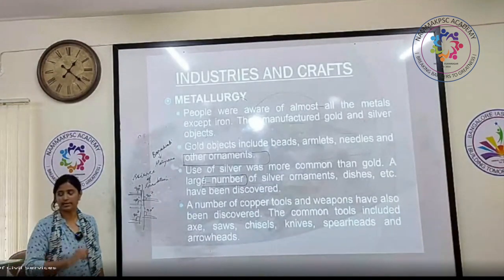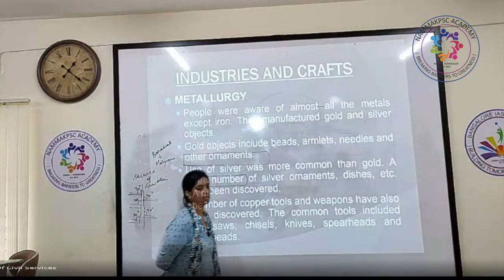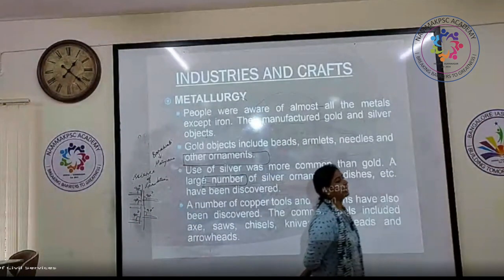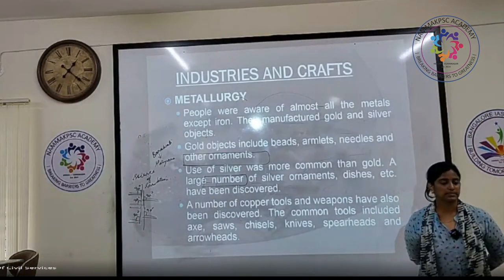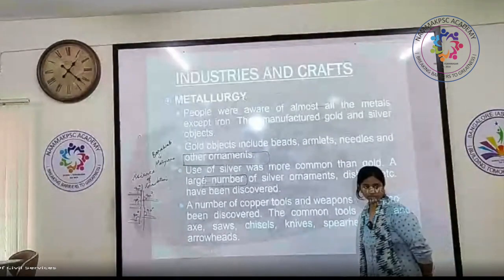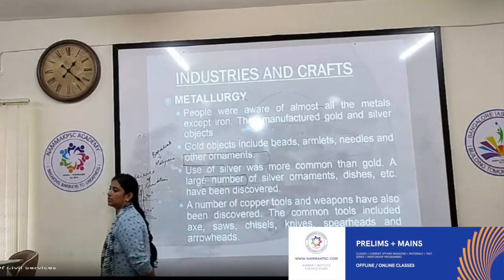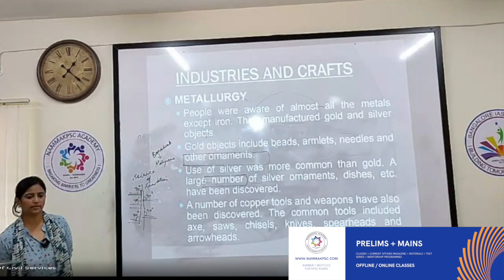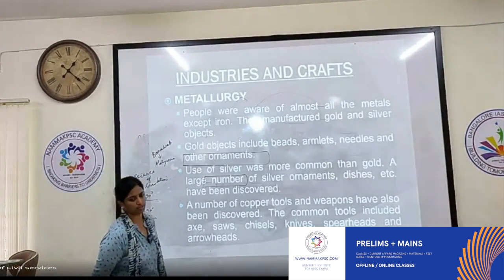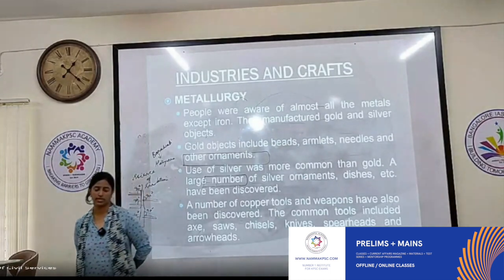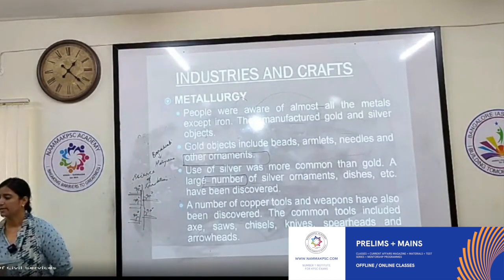Then comes their industries and crafts. Did you understand agriculture? Floodplain agriculture, agro-pastoralists, then crops they grew, then their irrigation system, cotton. Then what else in agriculture? You will have to remember 4 to 5 points. Chief crops that you will write down. That's agriculture. Now comes your industries and crafts.